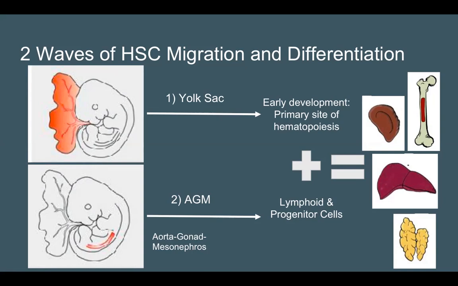The second wave of migration is going to originate from the AGM, or the aorta gonatomesenteris. And this area is going to include 3 different structures, including the dorsal aorta, the genital ridges, and the mesenterus, hence the name aorta gonatomesenteris, or AGM. And these are pretty cool in the sense that they are going to contribute to the process of definitive hematopoiesis. And these derivatives from the HSCs of this process are going to give rise to the myeloid, lymphoid, and progenitor cells. So all 3 cell types, or all 3 cell derivatives.